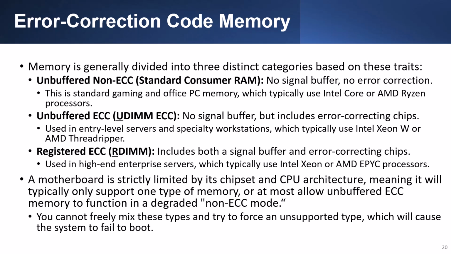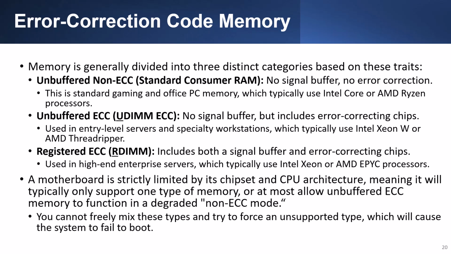Unbuffered non-ECC, which is standard consumer RAM, has no signal buffer and no error correction. It is typically found in standard gaming and office PC memory, which typically uses Intel Core or AMD Ryzen processors. Unbuffered ECC, designated as UDIMM ECC, has no signal buffer but includes error correcting chips. It is used in entry-level servers and specialty workstations, which typically use Intel Xeon W or AMD Threadripper. Registered ECC, which is designated as RDIMM, includes both a signal buffer and error correcting chips. It is used in high-end enterprise servers, which typically use Intel Xeon or AMD EPYC processors.